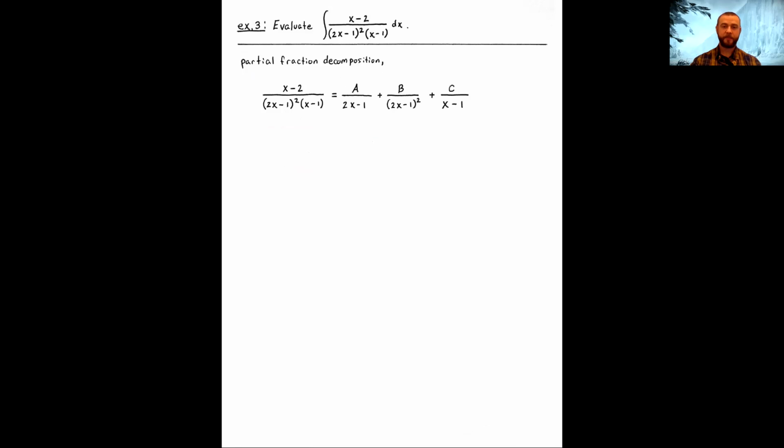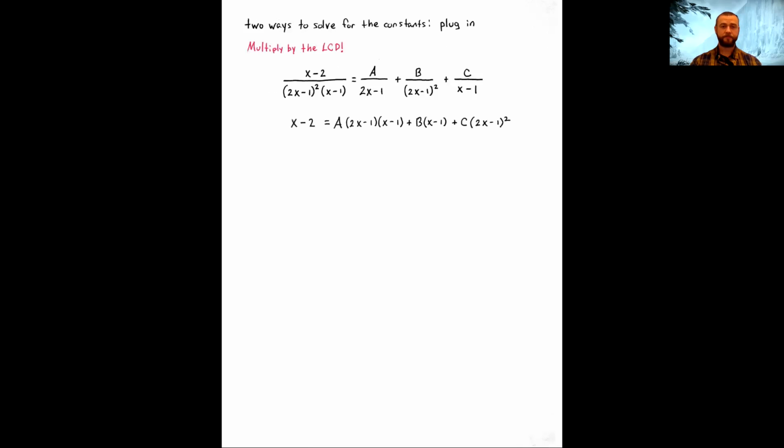All right, let's advance. This will be where we get into 2 different ways to solve for the unknowns. So make sure you copy this down, so pause the video if needed. And we're going to look at 2 different ways to solve for the constants A, B, and C. Let's get to the first way. The first way is our plugging in approach.